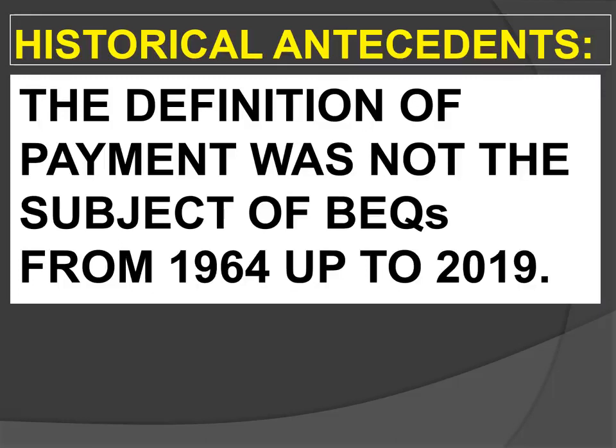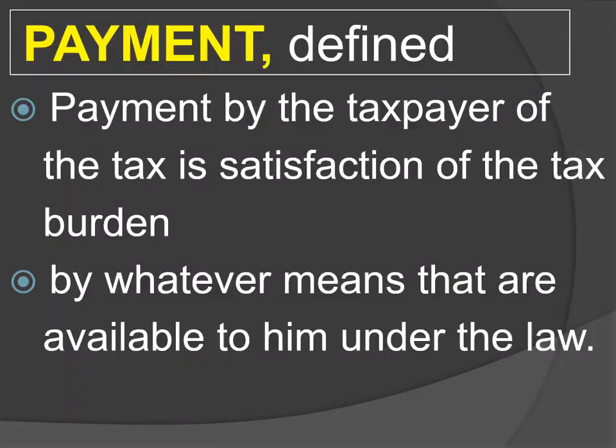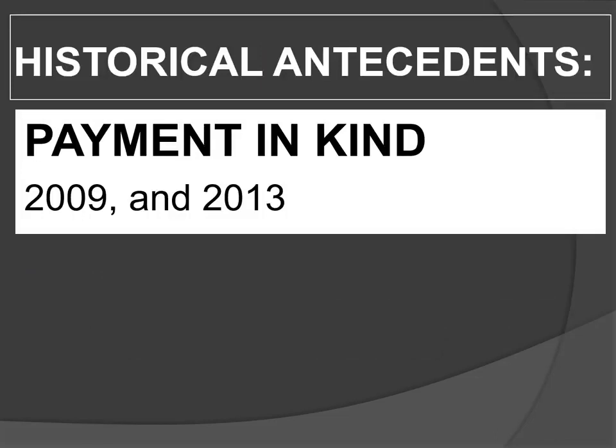Same thing also, the definition of payment was not the subject of bar exams from 1964 to 2019. What about payment? What is meant by payment? Payment by the taxpayer of the tax is satisfaction of tax burden by whatever means that are available to him under the law. Generally, the payment is in money, but there are certain instances when payment could be in kind, and we'll talk about that later on. So, payment in kind was the subject of our exams twice, 2009 and 2013. So, I would suggest that you look at this carefully because this might be a question asked in the bar examination that you're going to take.